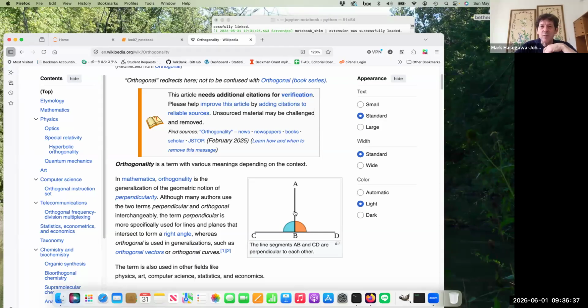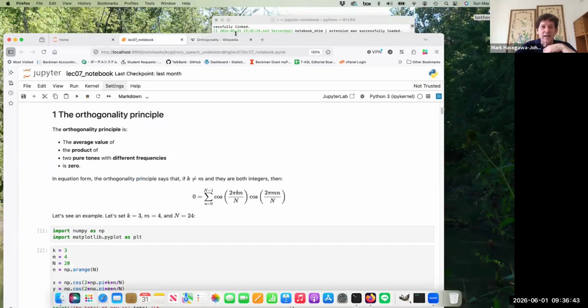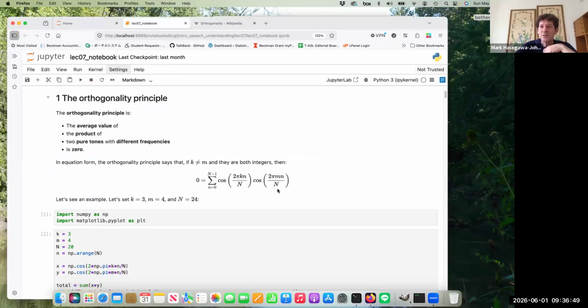And so that idea that perpendicular lines cast a zero size shadow on one another can be generalized to a zero dot product, and it can be generalized even to things like multiplying together two cosines. So orthogonality generally, two functions are said to be orthogonal if we take the dot product of those two functions and the dot product is zero.